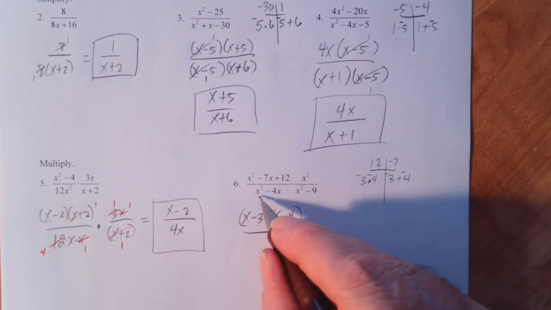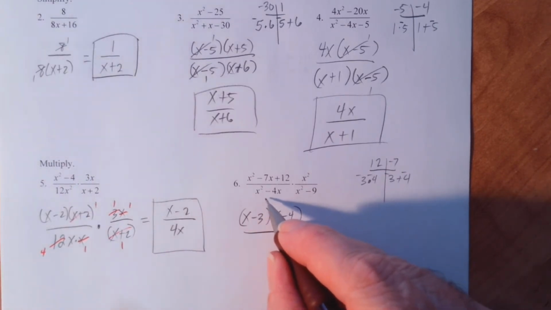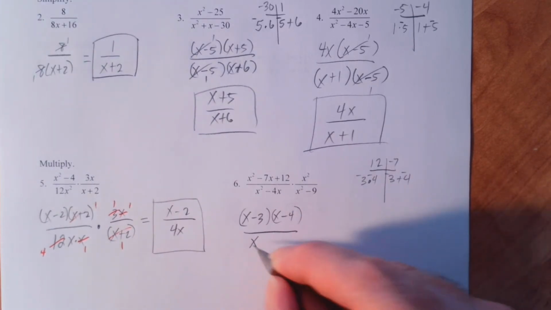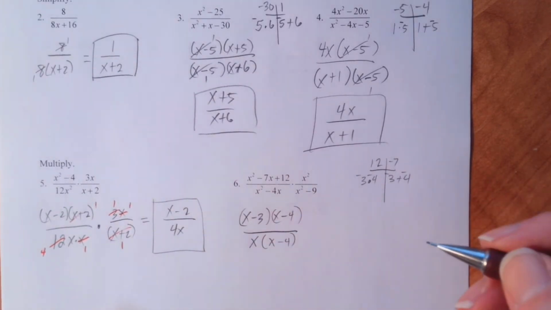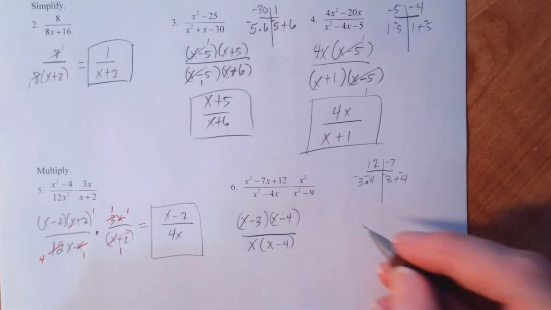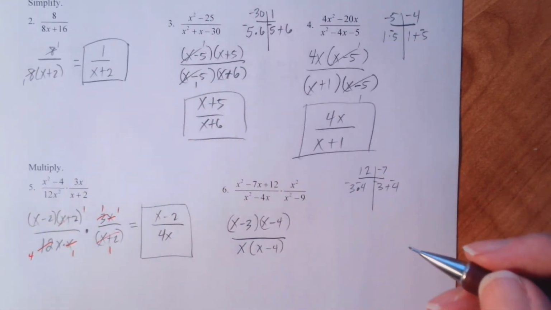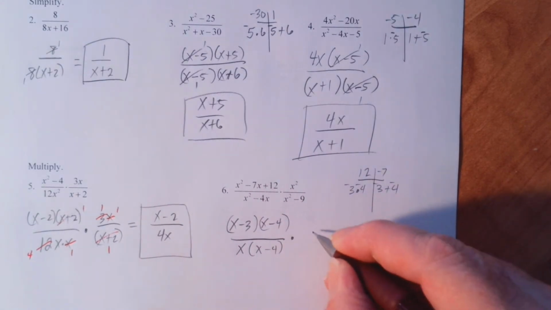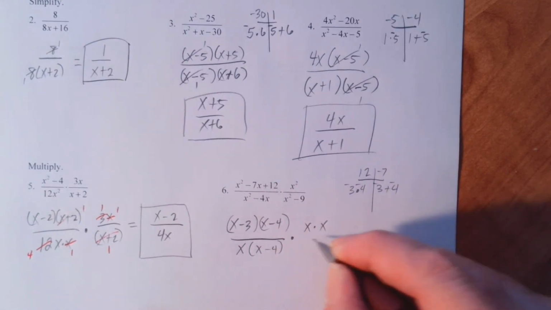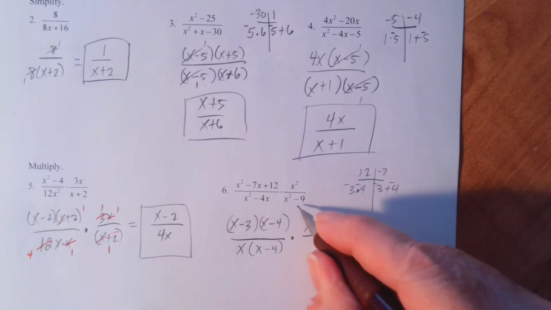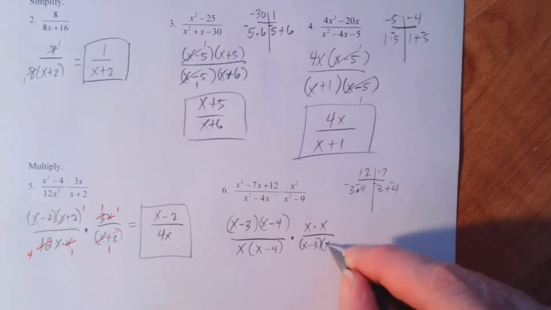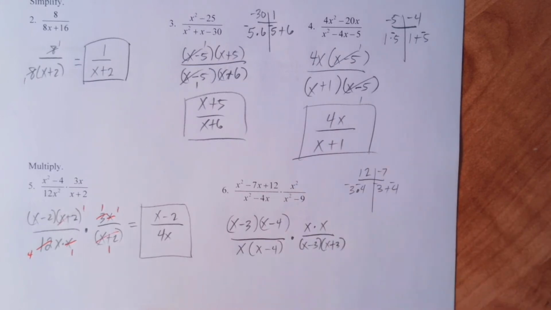In the denominator, we have, now be careful, this is not a difference of squares because of this x. What I can do is factor out an x, and it'd be x times x minus 4. So notice we are not factoring a difference of squares there, we're just factoring out a GCF of x. Over here I'm going to write x times x, and this is a difference of squares in the bottom here. This will be x minus 3 times x plus 3.